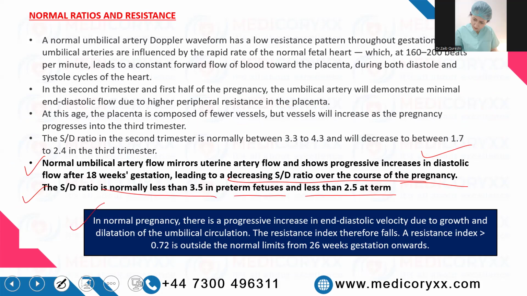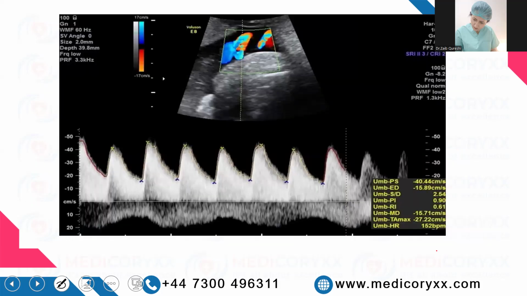In normal pregnancy, there is a progressive increase in the end diastolic velocity due to the growth and dilatation of the umbilical circulation. The RI, resistance index, therefore falls. It means with the advancing gestation, placental size is more, so resistance should be less. So a resistance index of more than 0.72 is outside the normal limits from 26 weeks of gestation onwards. So this is the normal Doppler picture.